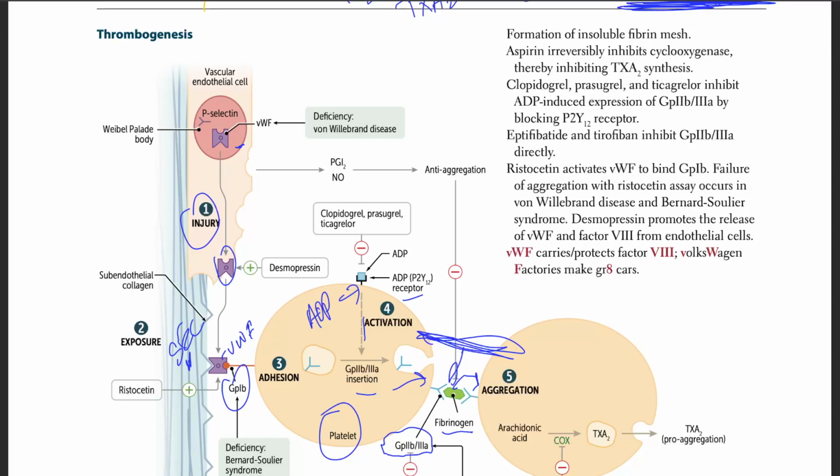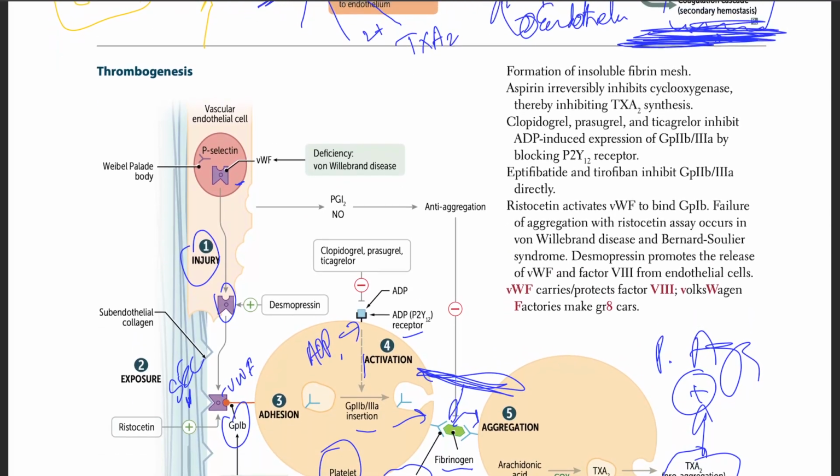And thromboxane A2 is a pro aggregator. It's going to aggregate more. It's going to stimulate platelet aggregation more and more. And ADP was doing this thing. And yeah, that's pretty much all.